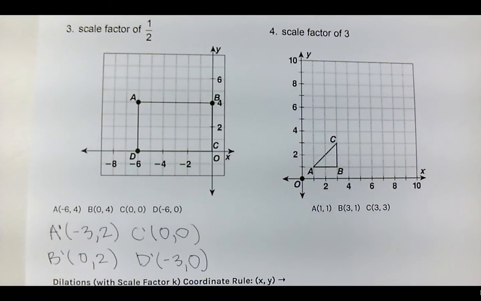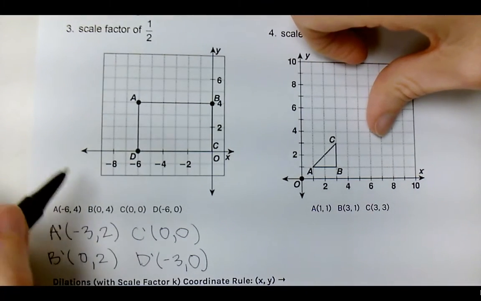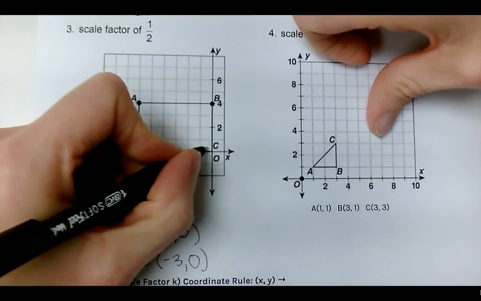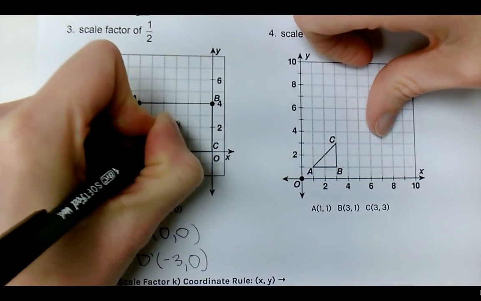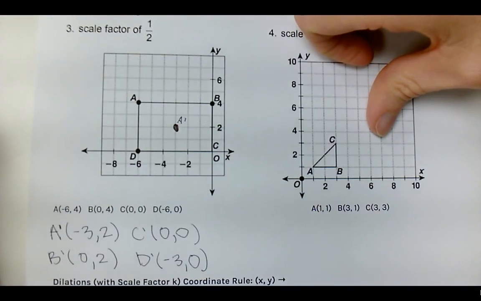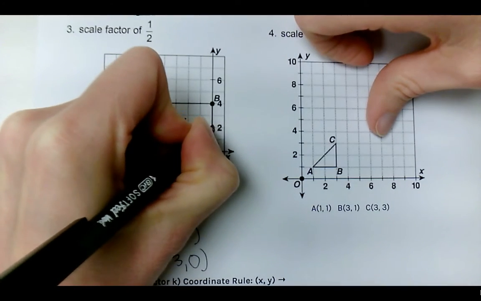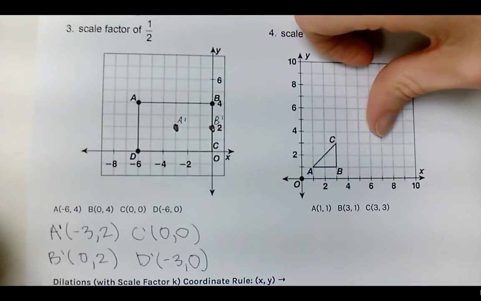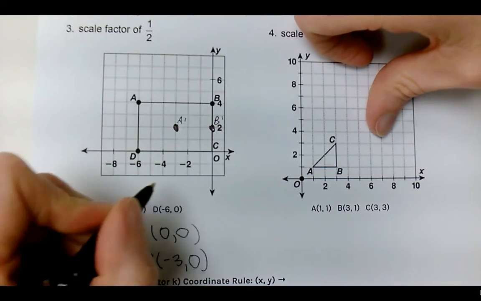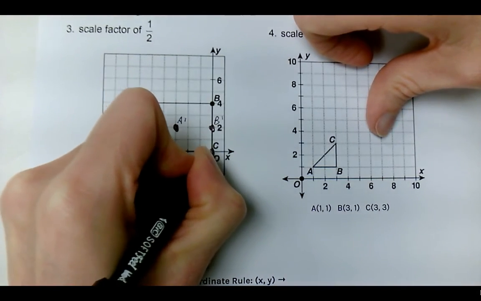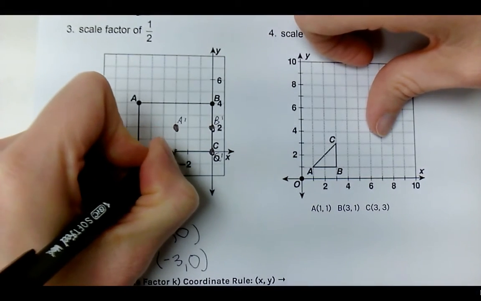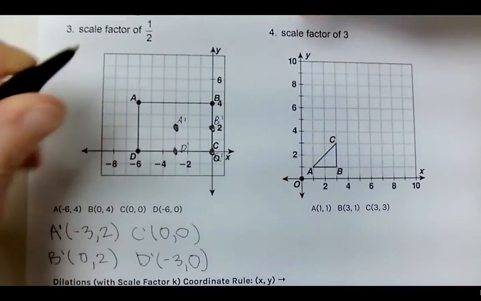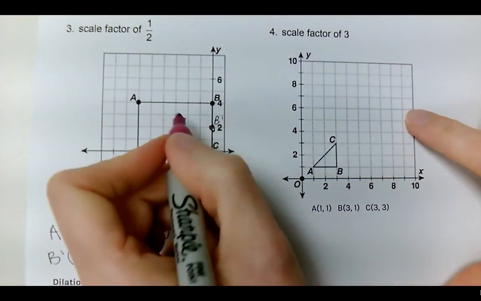So since 1/2 is smaller than 1, it's going to become a smaller image. So A prime is at -3, 2. So we're going to go over -3 up 2. And that is A prime. B prime is over 0 up 2. And so that is B prime. C prime stayed at 0, 0. And then D prime is -3, 0. So this is our dilated figure.